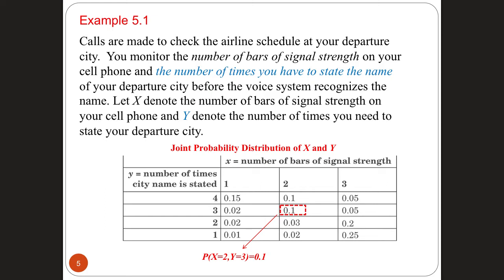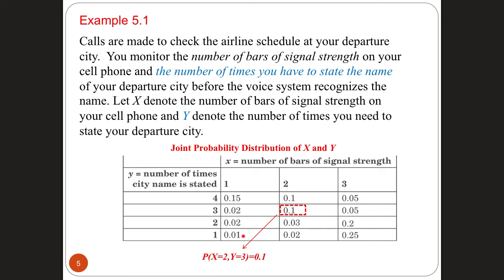If you have a weaker signal, there should be a tendency. Again, I'm saying tendency because this is not a deterministic relation, right? If you have a weak signal, then there should be a tendency that you need to repeat the name of the city more than once in order for the system to recognize automatically which city you are mentioning. So y is the number of repetitions. That's what you see on this direction. So it can take a value 1, repeat the name only once. You have to say it twice until recognized. You have to say it 3 times. You have to say it 4 times until recognized. And x is the number of bars. So you have 1 bar, weak signal, 2 bars, medium signal, 3 bars, very strong signal, right?